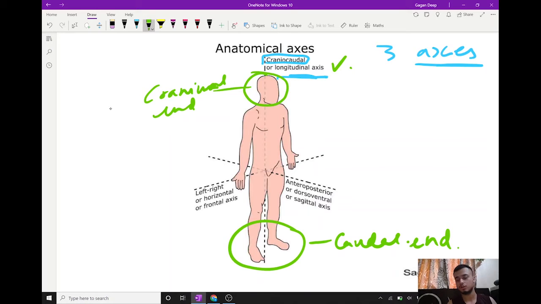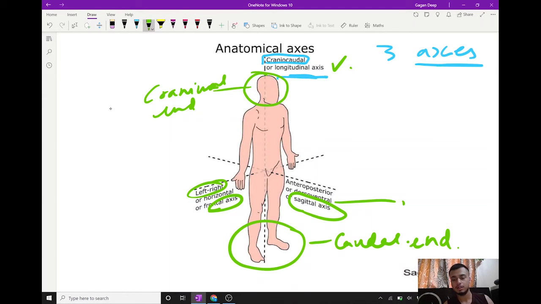Anterior, posterior, dorsoventral or sagittal. Sagittal is the name I told you just now. Dorsoventral can be from back to front. Anterior, posterior can be from front to back. The same thing. Now the horizontal axis, the left, right or the frontal axis.